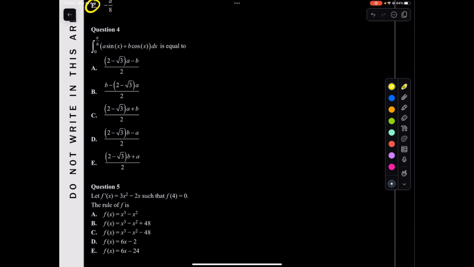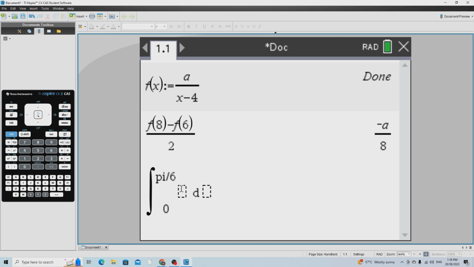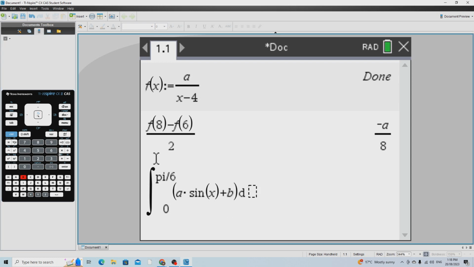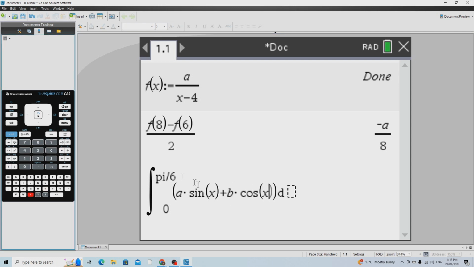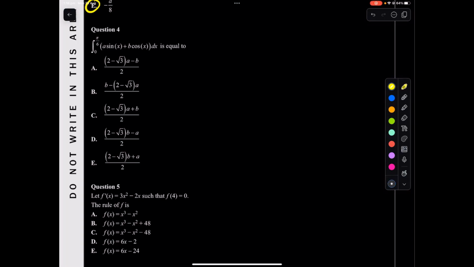Question 4. Okay, we get this is equal to what? Okay, just do this on CAS. So shift plus, and from 0 to pi over 6, a times sine x plus b times cos x is equal to this expression over here. So I'm just going to write it on my iPad. So a times 1 minus root 3 on 2 plus b over 2.